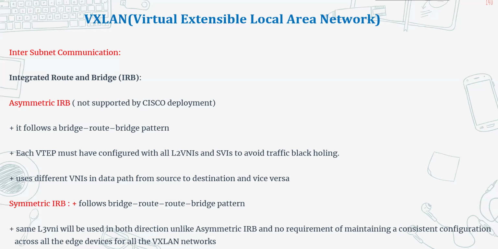It means that on the source leaf, there will be both bridging and routing operations, and on the egress leaf, there will be bridging operation only. The main drawback is that on each device, we must configure all the layer 2 VNIs and SVIs to avoid any traffic black holing. It uses different VNIs in the data paths.